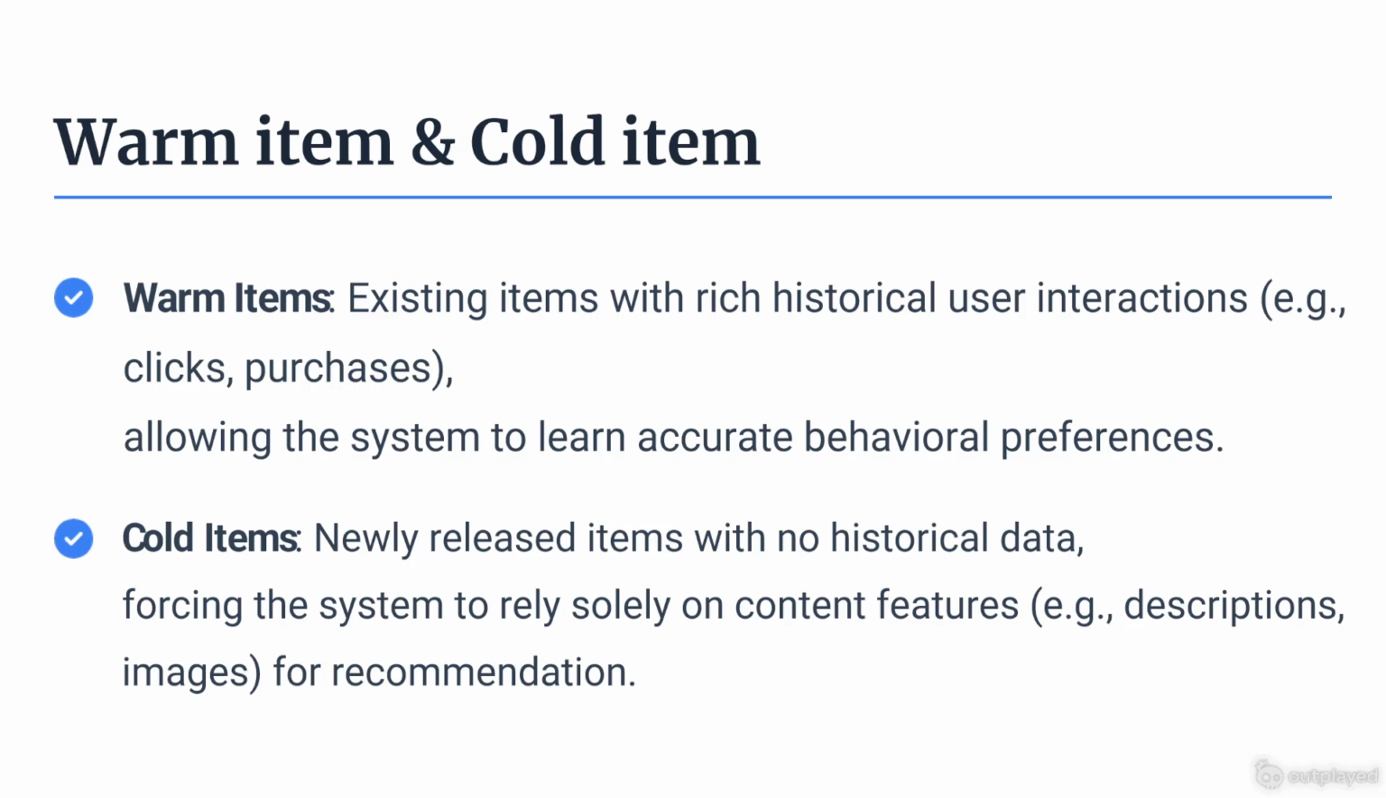So let me first explain what a warm item and a cold item are in a recommendation system. A warm item is an existing item with rich historical user interaction data, such as clicks or purchases, allowing the system to learn accurate behavior preferences. A cold item is a newly released item with no historical data, forcing the system to rely solely on content features, such as description or image, for recommendation.